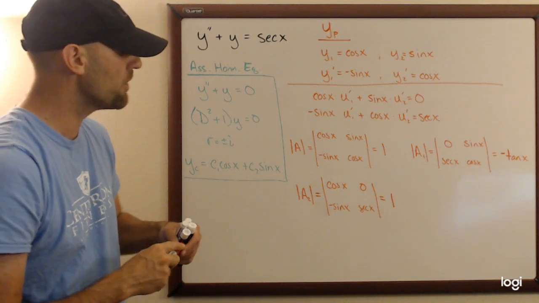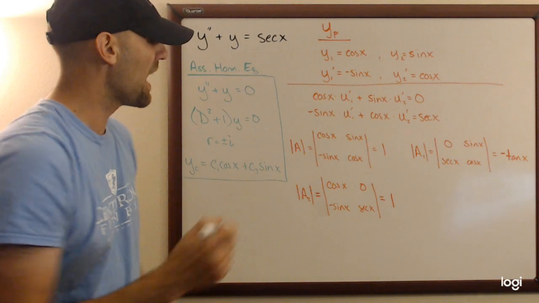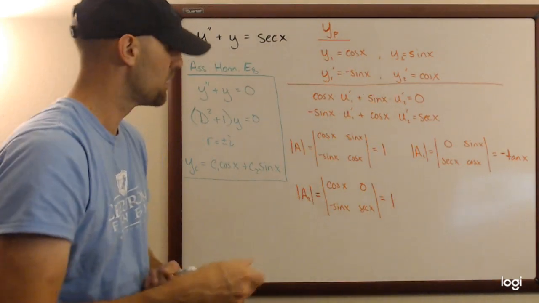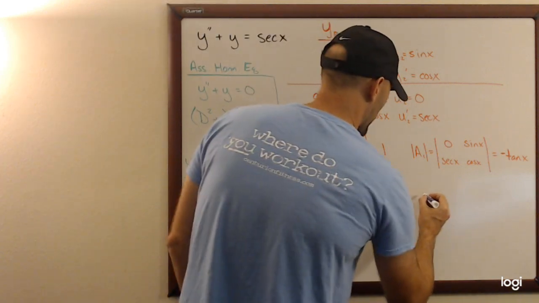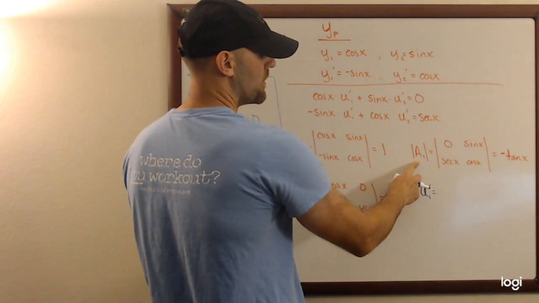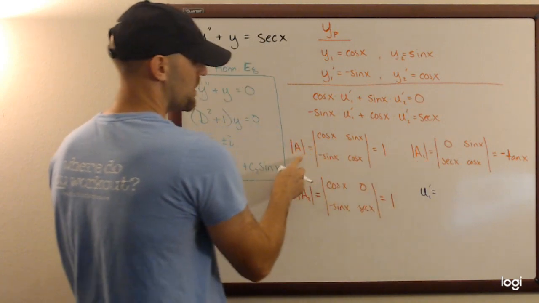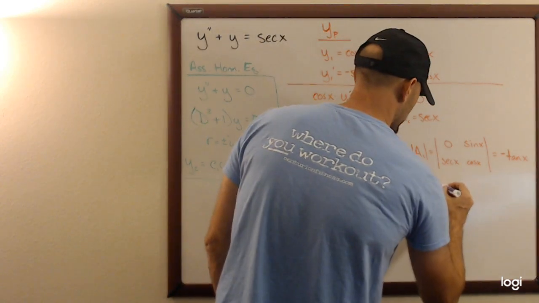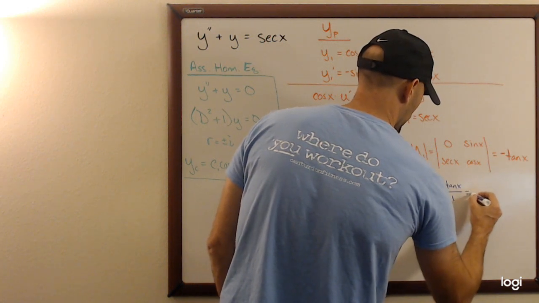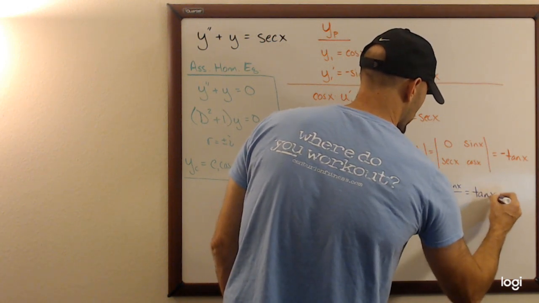Okay, so what do I know? I can take all of these things now, and I can start putting them together. I know what u1 prime is. Okay, I know that u1 prime is the determinant of A1 divided by the determinant of A. It's negative tangent x over 1, or, well, negative tangent x.